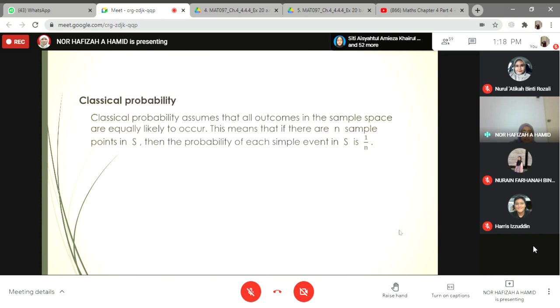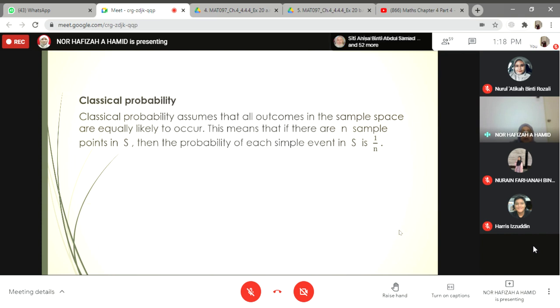So classical probability. Classical probability assumes that all outcomes in the sample space are equally likely to occur. So equally likely tu maknanya dia punya probability tu is equal lah. Dia sama je. Tak kisahlah you ada outcomes tu you ada 10 ke. So kalau 10 outcomes, every outcomes tu probability dia is equal. Okay. So this means that if there are n sample points in S, then the probability of each sample event in S is 1 over n.